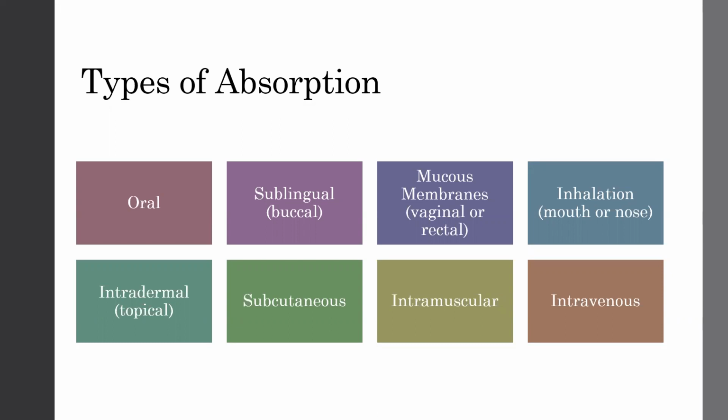Subcutaneous is an injection that goes into the subcutaneous tissue. Intramuscular is an injection that goes into the muscle. And intravenous goes into the vein, typically through a catheter.